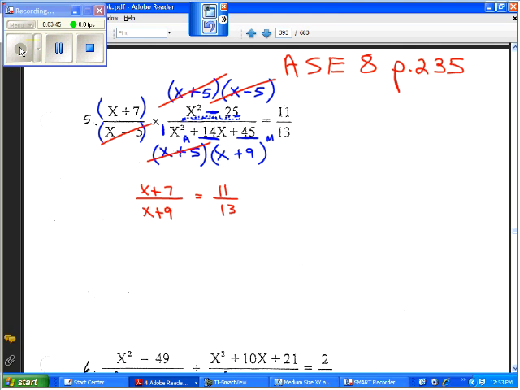Which is a what? Proportion. Right? It's a proportion. And how do you solve a proportion? You cross multiply. Now, we realize that's in parentheses that we're going to distribute, right? So 13 times x is 13x, and 13 times 7 is 91 is equal to, we're going to cross multiply, but we got to remember to distribute. 11 times x is 11x, and 11 times 9 is 99.